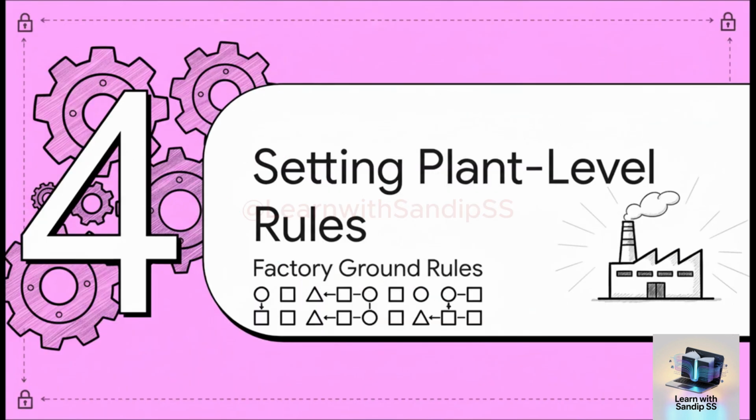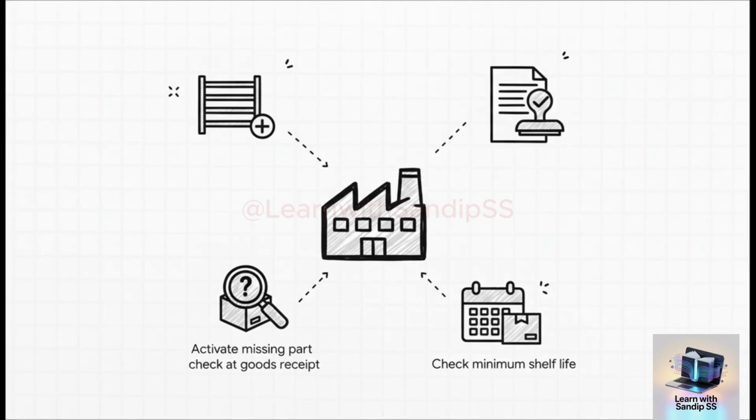Okay, so we've configured our main screen for the users, and we've set up the detailed logic for every transaction. Now, we're going to zoom out to the highest level of control we have, the plant parameters. Think of these as the general ground rules that apply to all goods movements within one specific factory or warehouse. And these aren't just little conveniences, they are your company policy built right into the system. For example, activating a missing parts check at goods receipt can stop a production line from starting a job it can't finish, which can save a huge amount of time and money down the road.